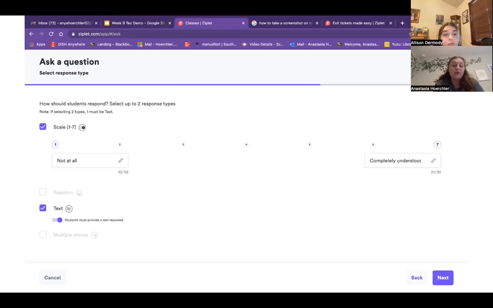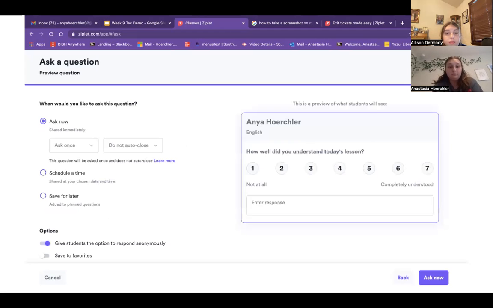And then you could require students to provide a text response. This could be like, I put a 1 because I don't understand this part of the lesson, or I put a 7 because I understand that this means this. That is very helpful for her as well. Once again, once she clicks next, she'll get the same screen. She can schedule a time, give students the option to respond anonymously. And then this is what it's going to look like for the students. So a little bit different. And then she'll just click ask now.